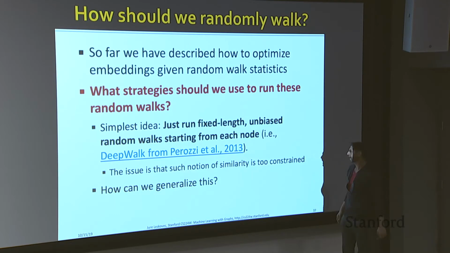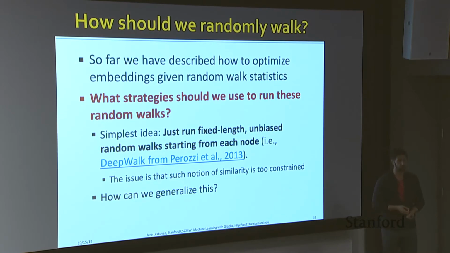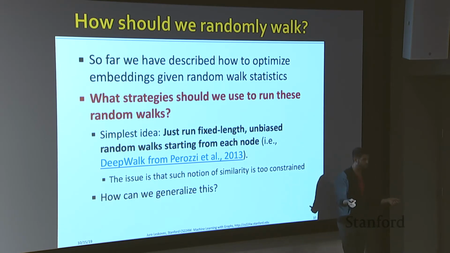The issue is that here the notion of similarity is very much constrained, because these random walks pretty much all behave the same. There is this fixed length factor which doesn't allow you to explore other sides of the graph. So say there are two nodes that have a similar structural role in the graph but they're very far away, you will never be able to capture the similarity, given that the length of your random walk is fixed.